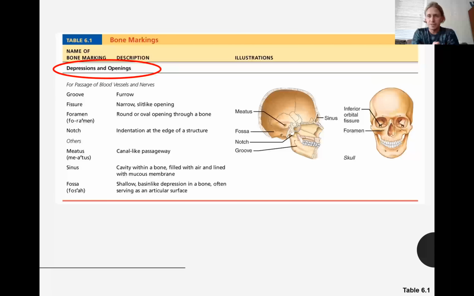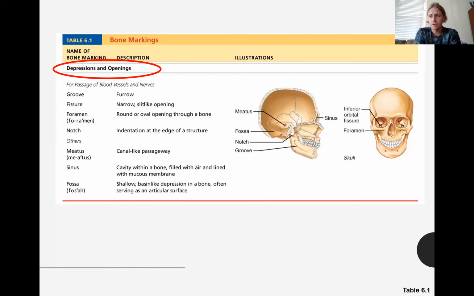All right, and then here's your depressions, not nearly as many as the projections. But again, I do want to clarify some of these. First is going to be a groove. All right, so I mostly want to clarify this because look at their definition. A lot of people don't know what a furrow is, and that's what they're using, and you'll see that in medical textbooks, so it's good for you to know that term.